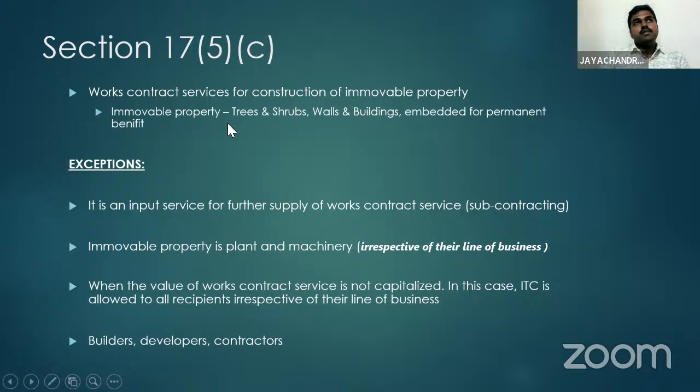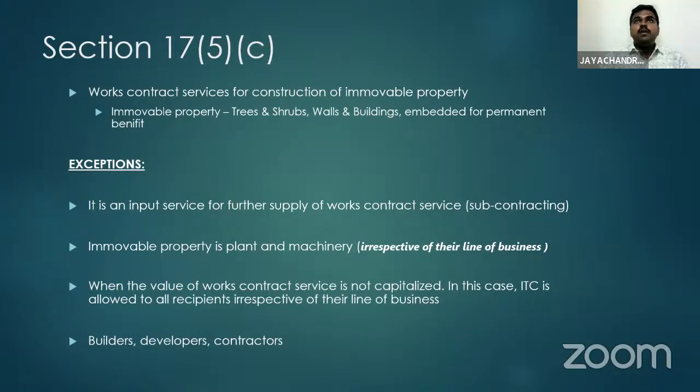What is works contract services? Works contract services include not only pure services. It is not pure services. Works contract means the combination of goods and services, but the services play the major role over there.